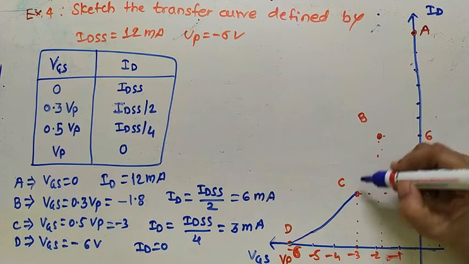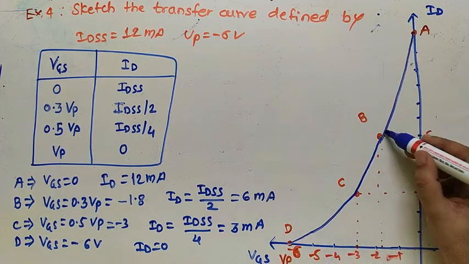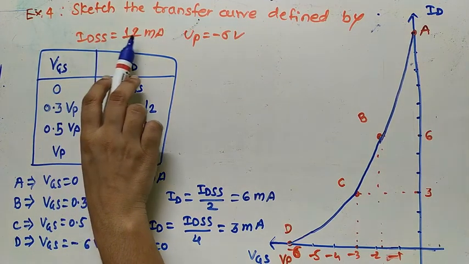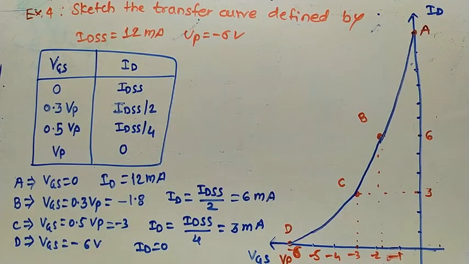When we connect these points we'll get the transfer characteristics. So let's connect these points to obtain the transfer characteristics. Here we have sketched the transfer curve defined by IDSS equals 12 milliampere and Vp equals minus 6 volts. In this way we can draw the transfer curve, or in reverse manner, with the help of this transfer curve we can find out the value of VGS or ID also.